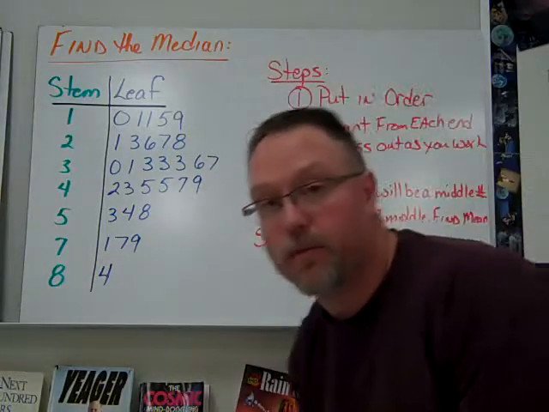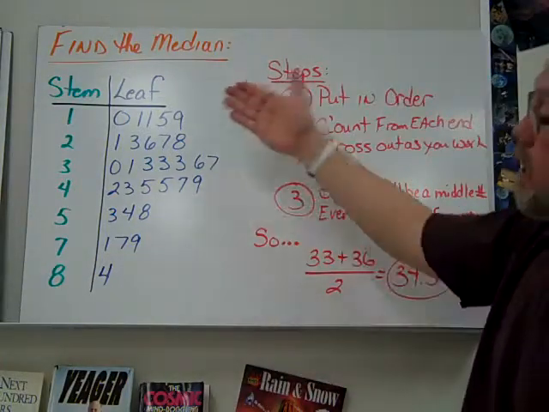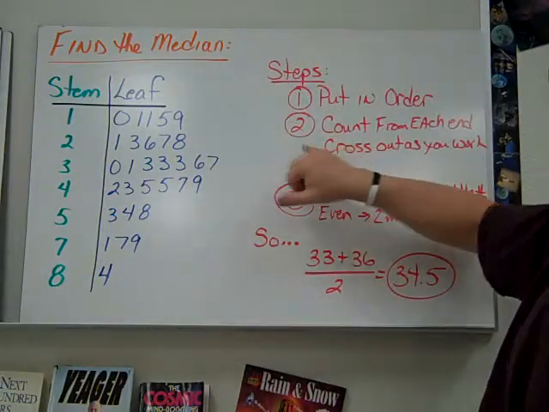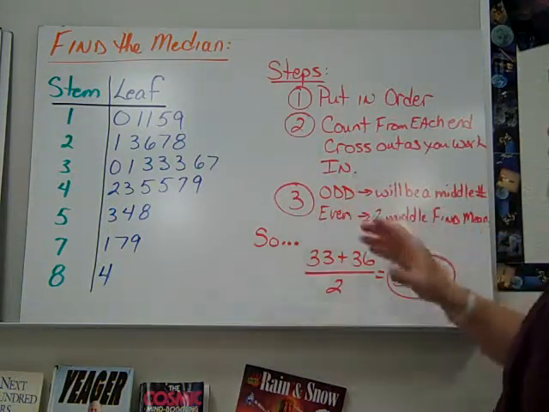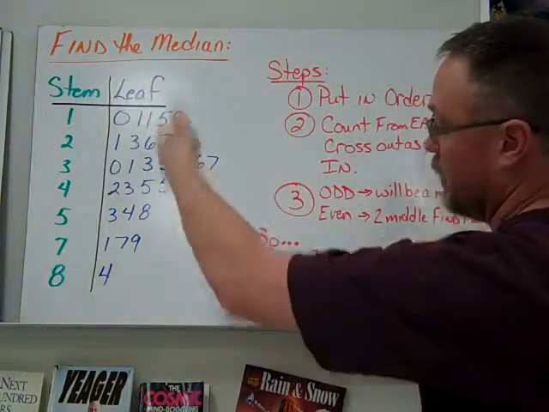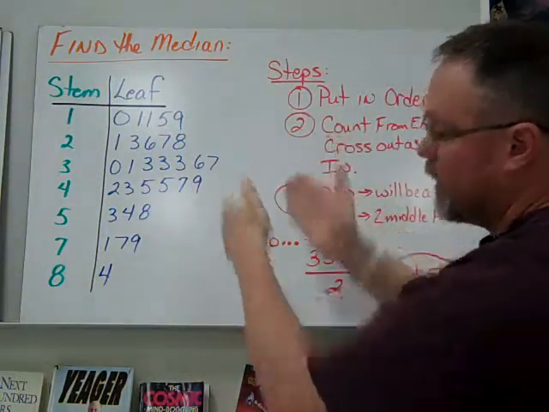Now, granted, I gave you a little bit more than probably what you're going to get on your assignment, but I wanted to make the point of getting this taken care of. Second, count from each end, cross out as you work in. So like we did in the other ones, we're crossing out here and we're working our way to that middle number.